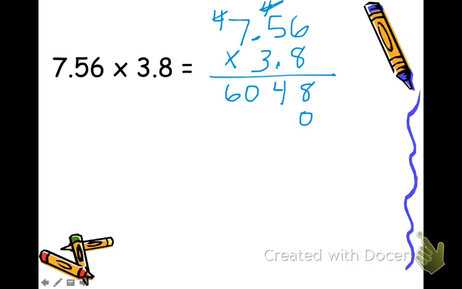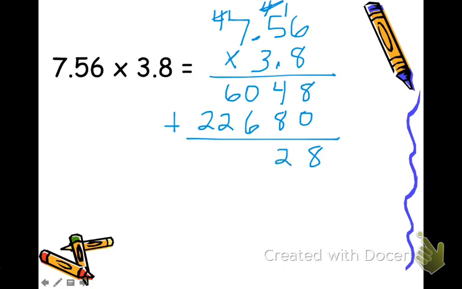3 times 6 is 18. Carry the 1. 5 times 3 is 15. Adding the carried 1 is 16. And then 7 times 3 is 21, plus 1 is 22. And now I'm going to add these 2 numbers to finish up my multiplication problem. 8 plus 0 is 8. 8 plus 4 is 12. Carry the 1. 6 plus 0 is 6, plus 1 is 7. 6 plus 2 is 8. 2 plus nothing is 2.